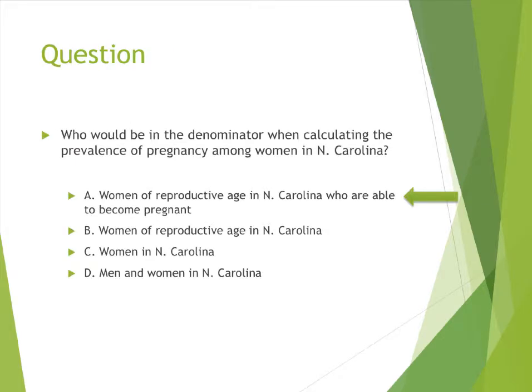So here's a question for you to think about. What would be the denominator when calculating the prevalence of pregnancy among women in North Carolina? Shall we include all women in North Carolina, regardless of their ability to become pregnant, or shall we include the total population? Well, since we're trying to calculate pregnancy prevalence among women in North Carolina, it would only make sense to include women who are able to become pregnant. Men do not belong in this calculation, neither young girls nor older females.